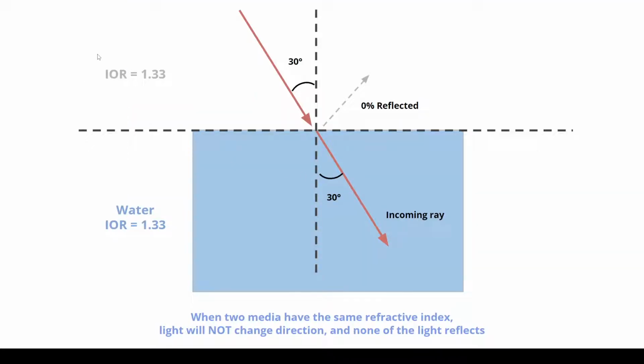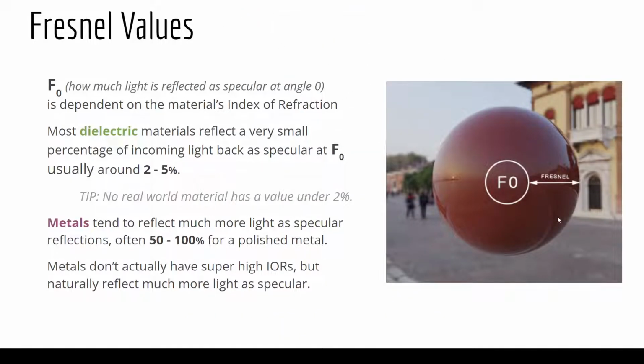And here we are showing that concept. The index of refraction of this material up here is 1.33, and of the water, or this material down here, is 1.33, so that angle is the exact same. So no percentage of light is reflecting off, and all of it is allowed to go into the material. As a reminder, most dielectric or nonmetal materials reflect only a small amount of light back as specular, usually 2 to 5%.